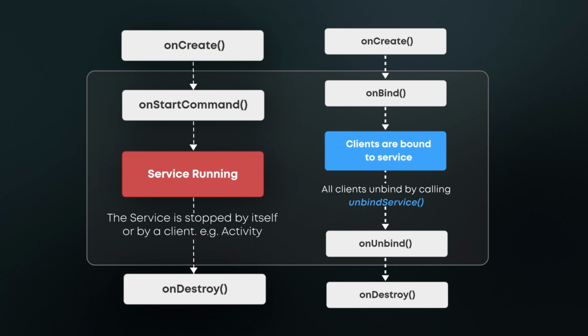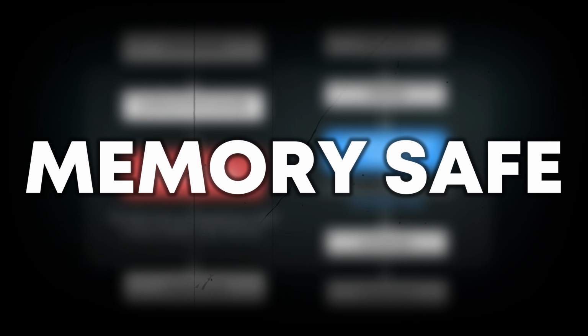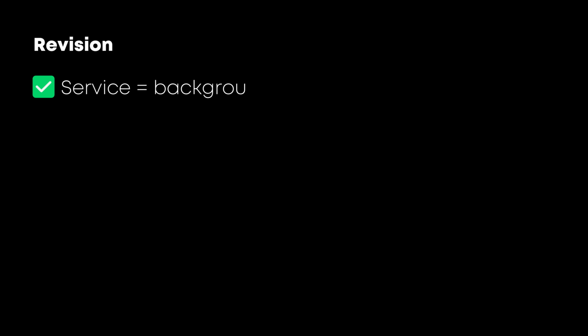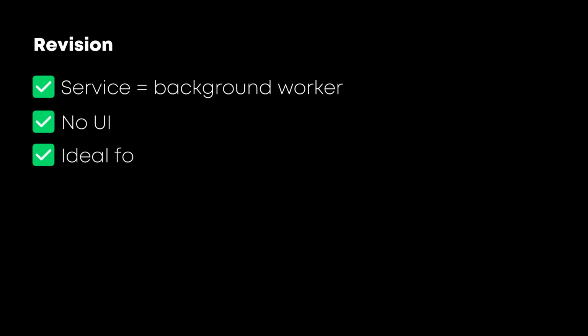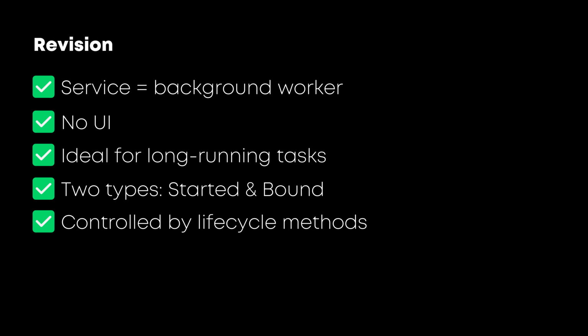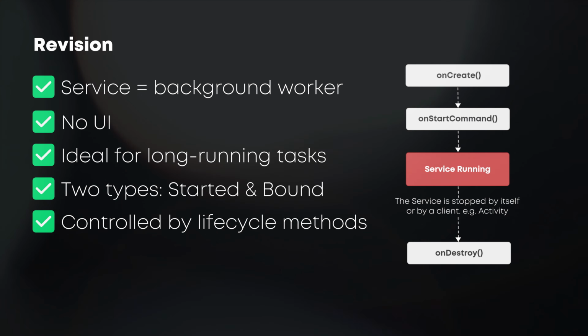Understanding this flow is key to writing clean, efficient, and memory-safe apps, especially when your UI needs to stay in sync with background logic. So to summarize, a service is equal to a background worker that has no UI, ideal for long-running tasks, and there are two types, started and bound, which are controlled by lifecycle methods like onCreate, onStartCommand, and onDestroy.